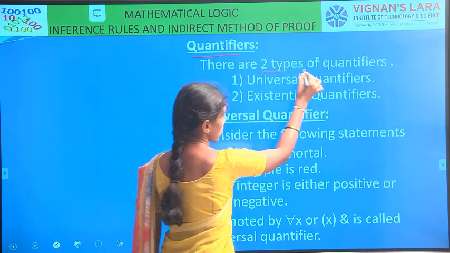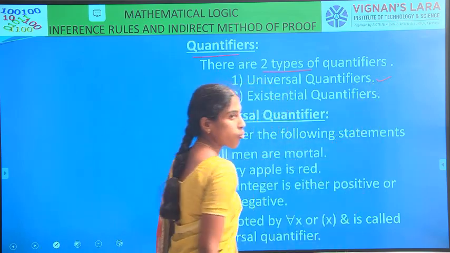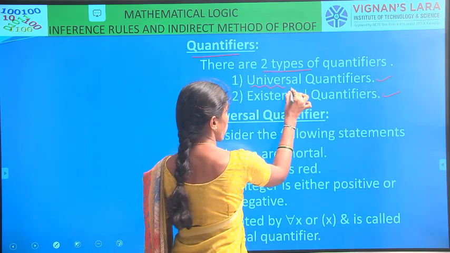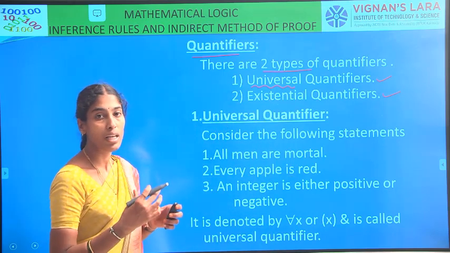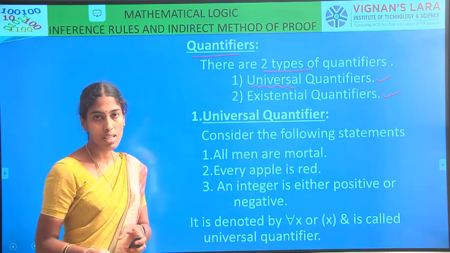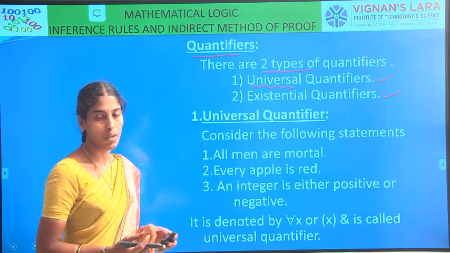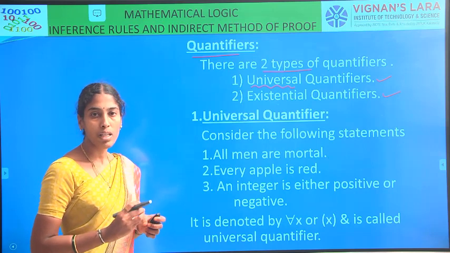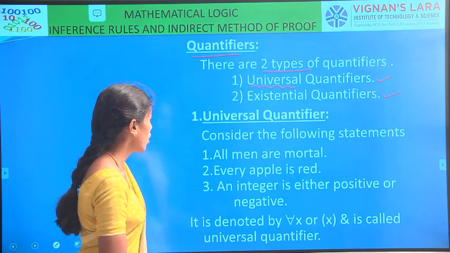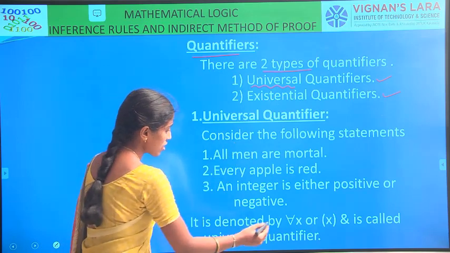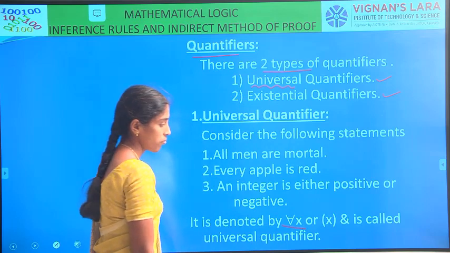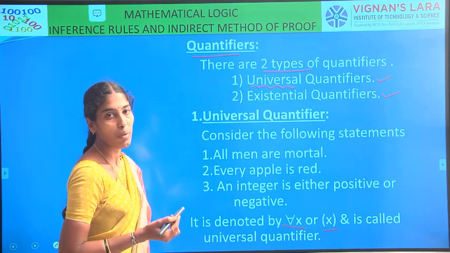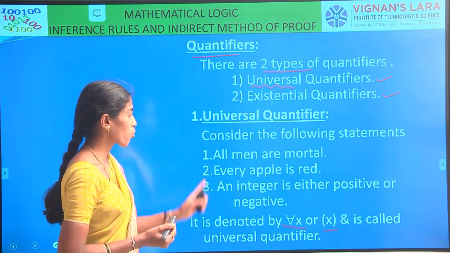Here we have two types of quantifiers. One is the universal quantifier. The second one is the existential quantifier. The universal quantifier is quantified over the set of all elements in the universal set. That means the statement is true for every x in the universal set, right? It is denoted by the symbol for all x, or if we write x inside parentheses, the meaning is also the universal quantifier.